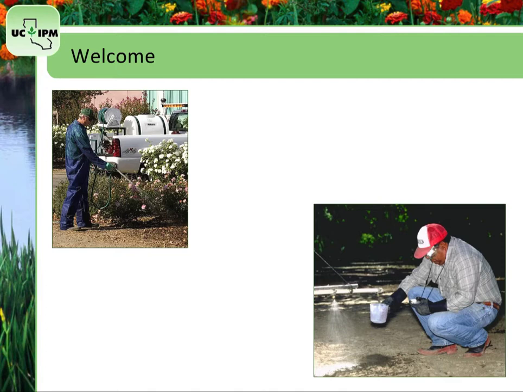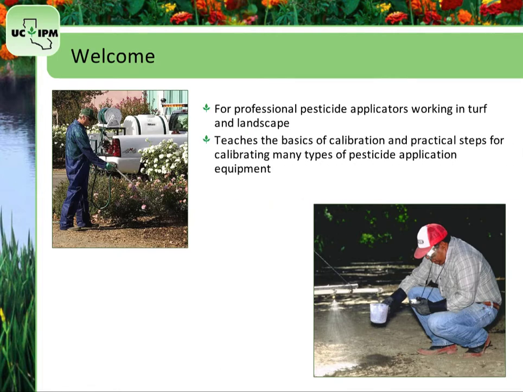Welcome to the online training for calibrating pesticide application equipment. The training is intended primarily for professional pesticide applicators working in turf and landscape, but it can be helpful to anyone who applies pesticides in other areas as well, including rights-of-way and uncultivated ground. You'll learn the basics of calibration and practical steps for calibrating many types of pesticide application equipment.